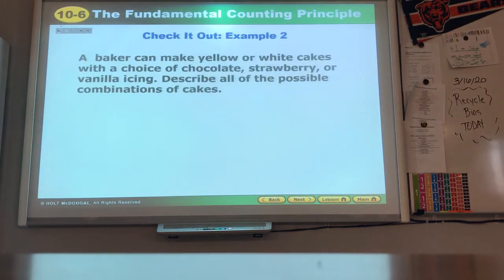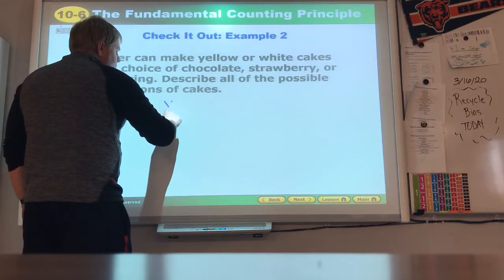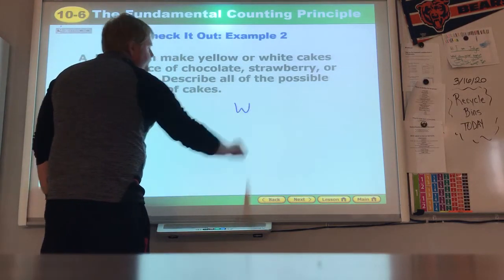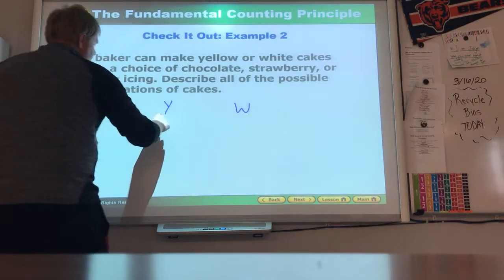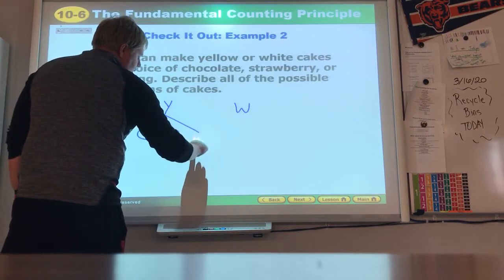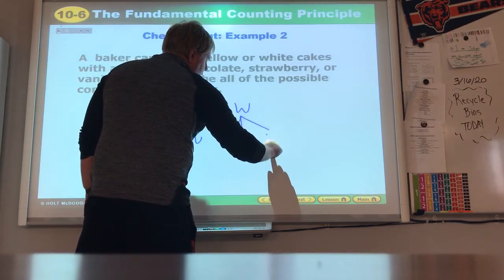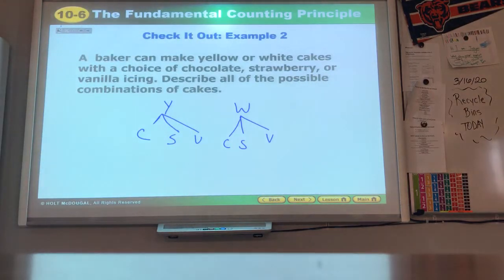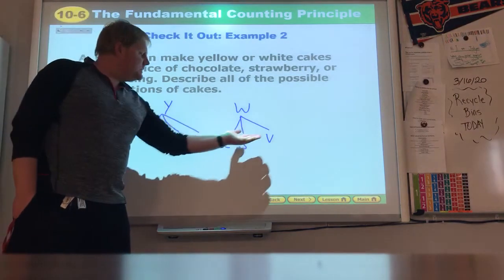Let's see. So a baker can make yellow or white cakes. We can have yellow. We can have white. With a choice of chocolate, strawberry, or vanilla icing. Ooh, chocolate, strawberry, vanilla. This one can be chocolate, strawberry, or vanilla. Okay. Describe all the possible combinations of cakes.